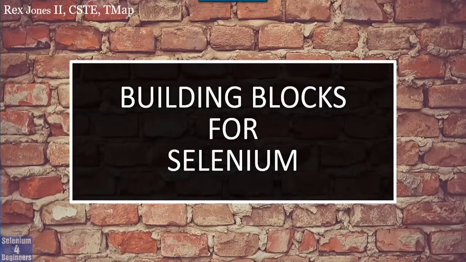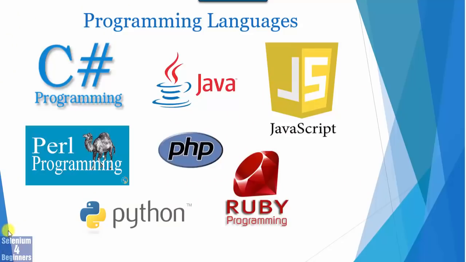Before discussing TestNG, give me a few moments to recap Part 1, Building Blocks for Selenium. According to Selenium's HQ browser automation website, there are 7 preferred languages for Selenium. In alphabetical order, the 7 languages are C#, Java, JavaScript, Perl, PHP, Python, and Ruby.